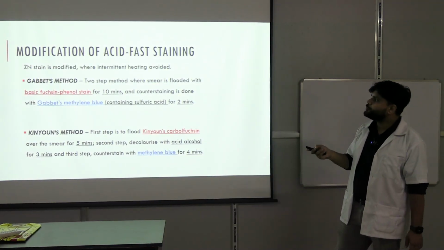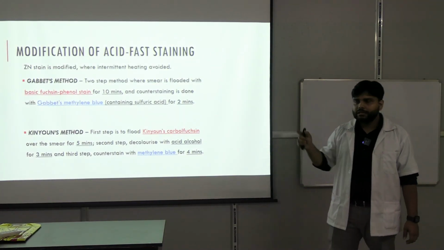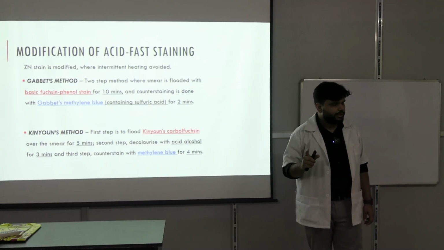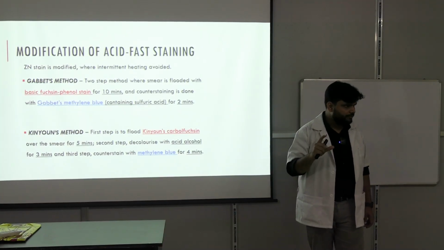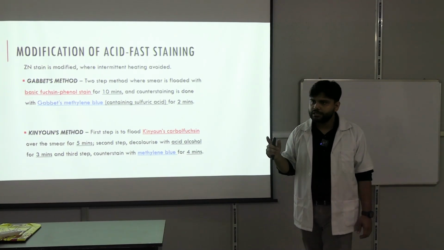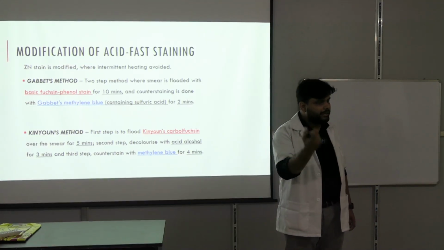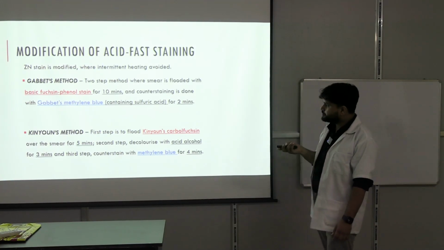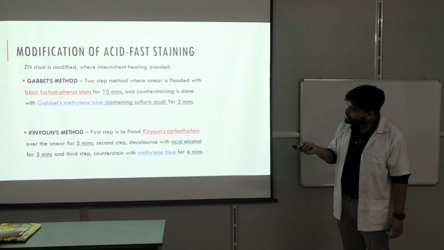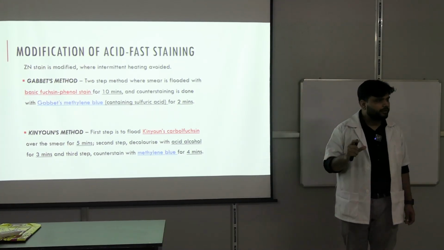So you have to know about the modifications of acid-fast staining, okay. The ZN stain that we know about is called the hot method. Why is it called the hot method? Anyone has any idea? We are heating it, okay. We are heating to make the cell wall permeable. But this Kinyoun's method is called a cold method, okay.